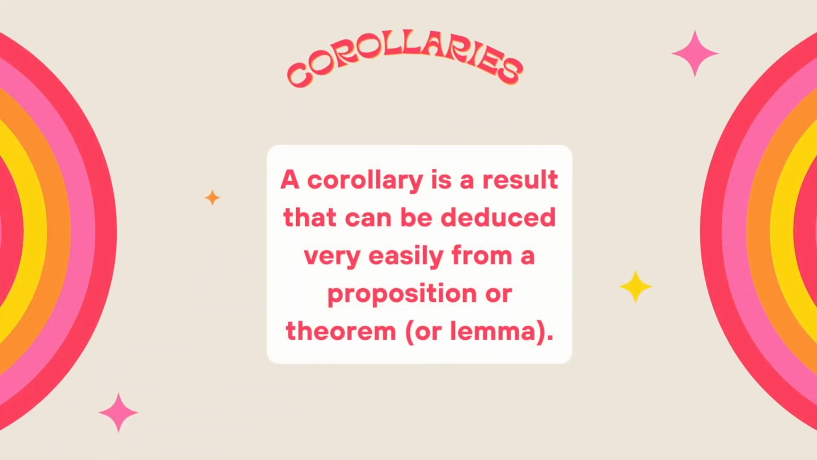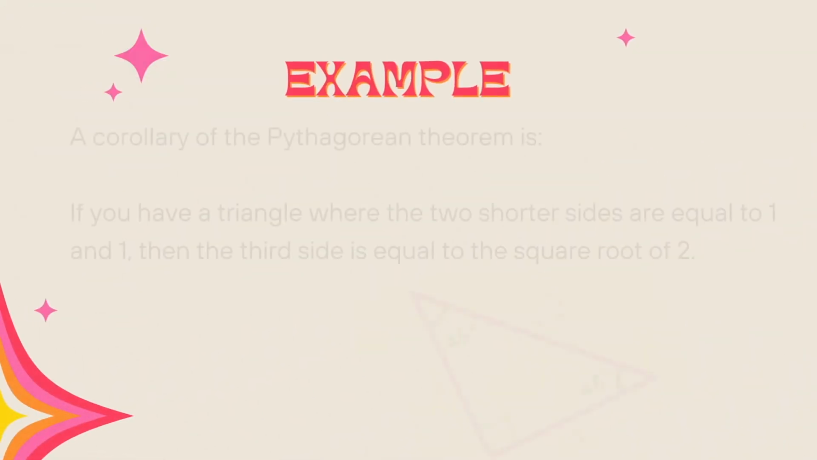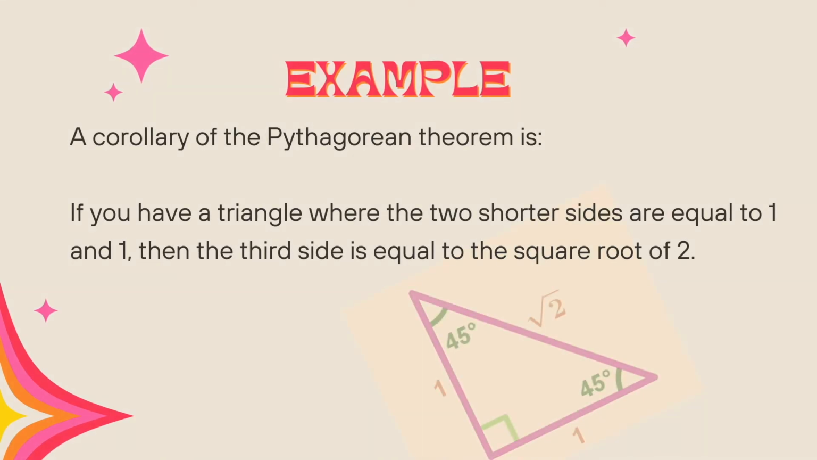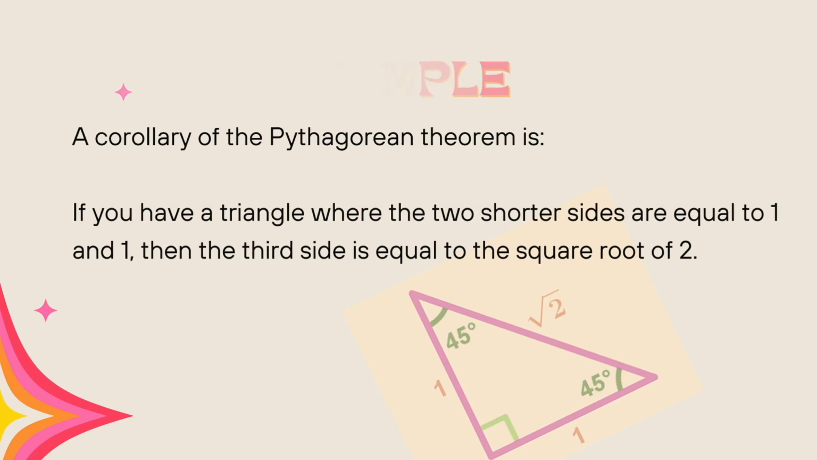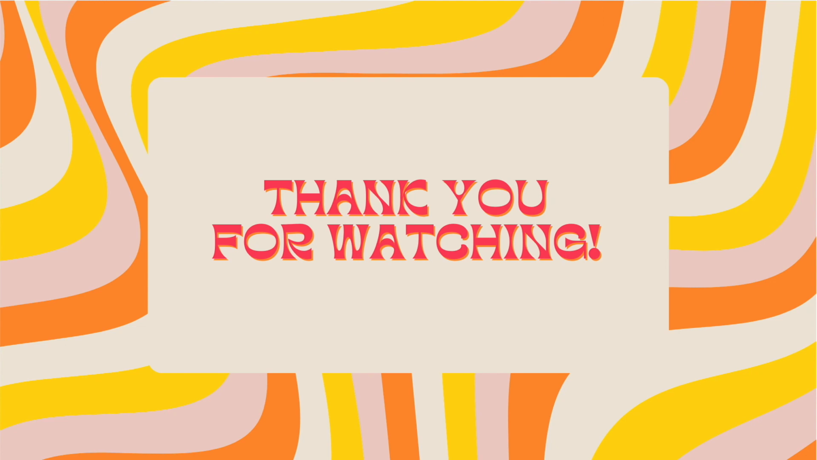And last, we have corollaries. A corollary is a result that can be deduced very easily from a proposition or from a theorem or a lemma. As an example of this, a corollary of the Pythagorean theorem is if you have a triangle with two shorter sides equal to 1, then the third side is the square root of 2, because we are directly applying the Pythagorean theorem to get this result. And often corollaries are so obvious that there actually isn't a proof provided. You just look at the theorem and think, oh yeah, I can apply the theorem in order to get this. So those are our 4 definitions.